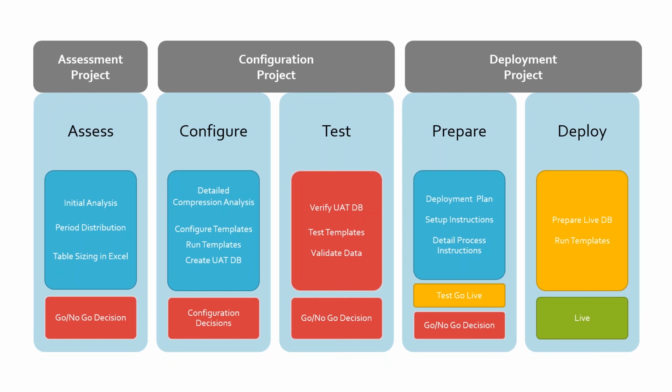So the configuration project, unlike the assessment project, is time and material. And in this particular case, what we do is in a copy of the production database, we will install a number of tools, and we will use the output from the assessment project, that Excel spreadsheet, which guides us towards which tables we should focus on for compression.